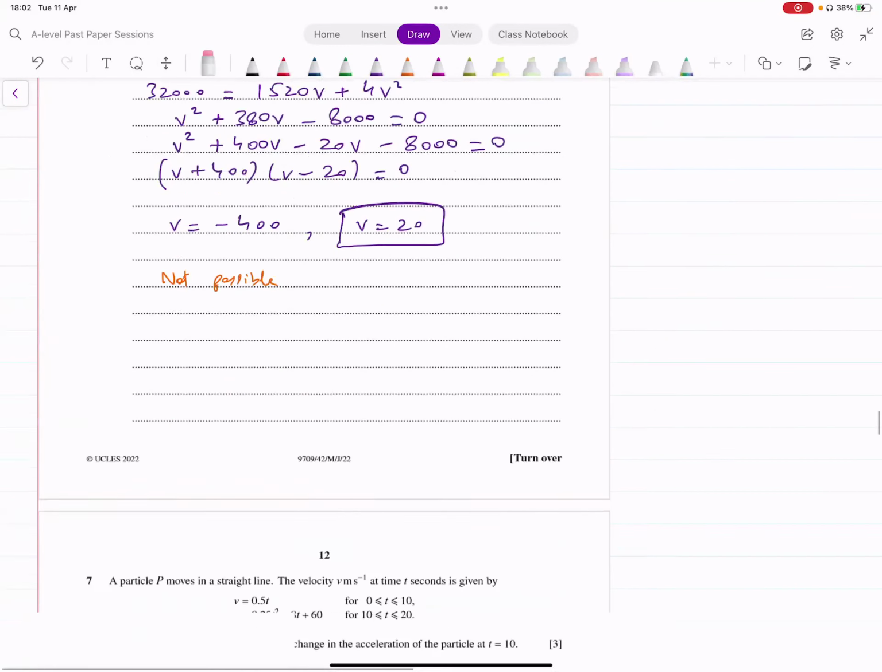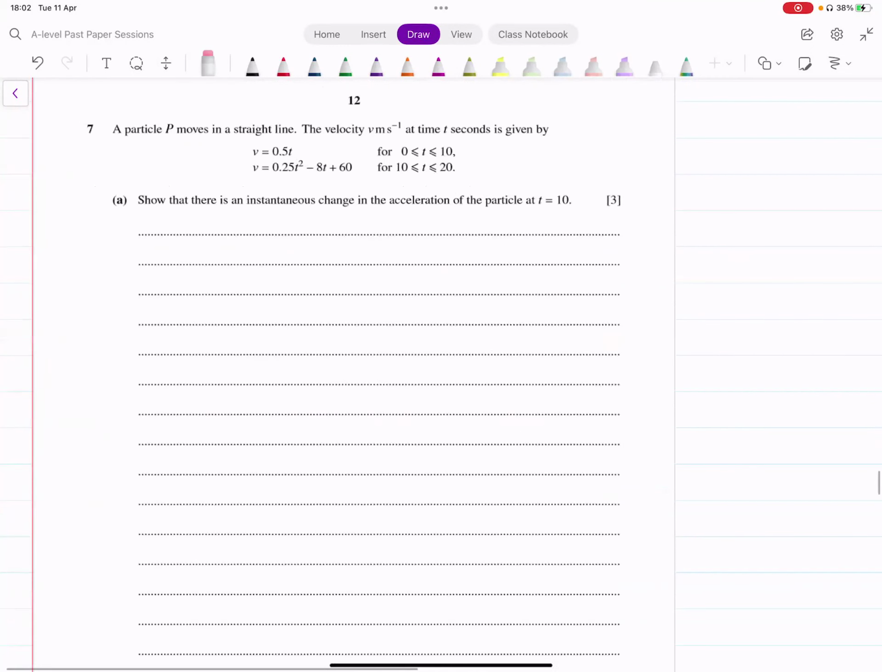So we need to be a bit quick and do this last question. There's a particle P that moves in a straight line. The velocity V at time t seconds is given by these two equations. We need to show that there is an instantaneous change in the acceleration of the particle at t equals 10. Instantaneous change का मतलब है एकदम जो है वो time equals 10 के ऊपर acceleration change हो जाती है, यानी कि first equation से आपको जो acceleration मिलती है वो different है और second equation से acceleration मिलती है वो different है. That's what you have to prove.